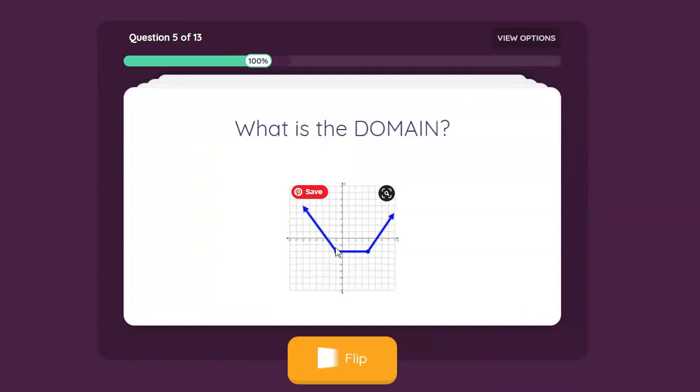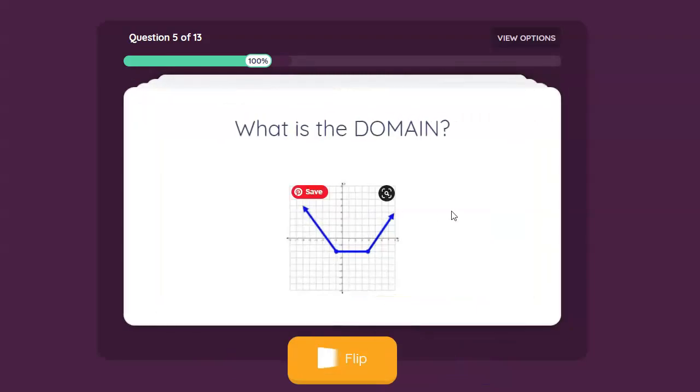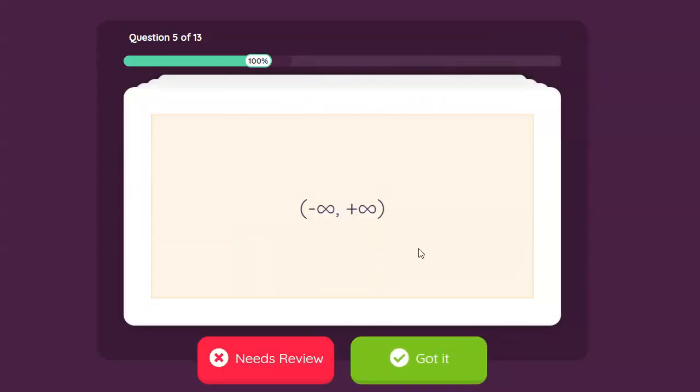Domain: matches, matches, matches, all reals, negative infinity to infinity. Remember, the infinities always have parentheses. Do not give me brackets if you write the domain like this.